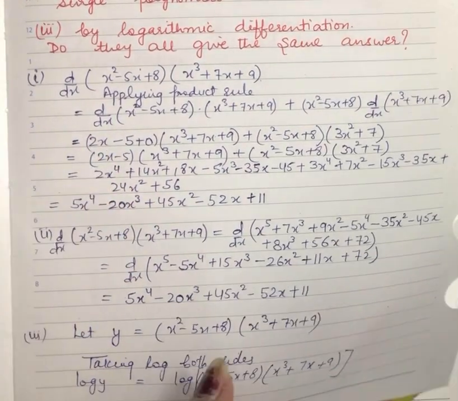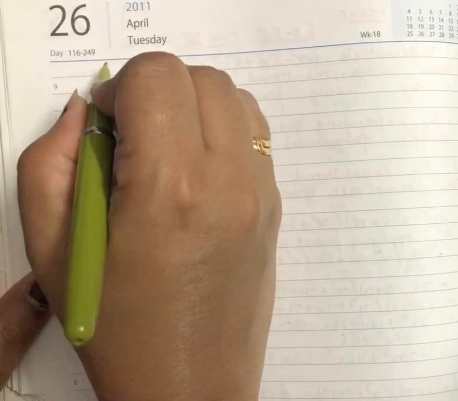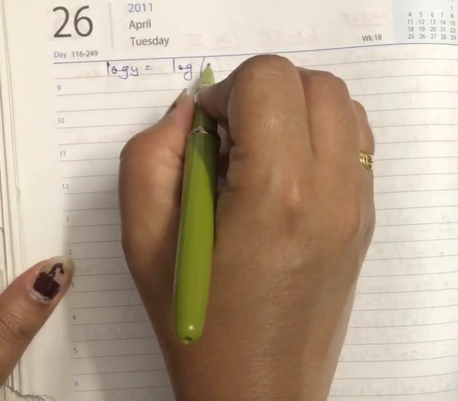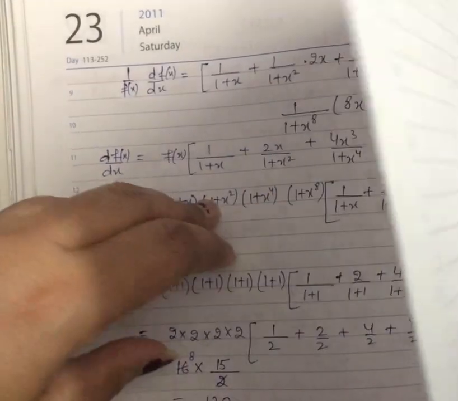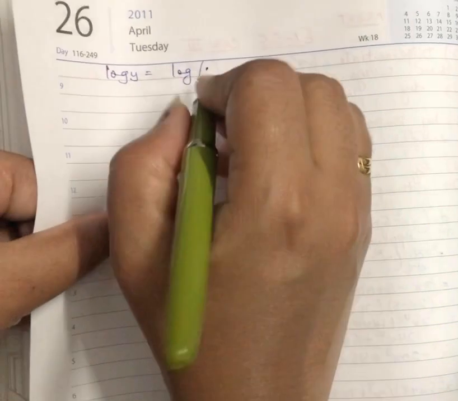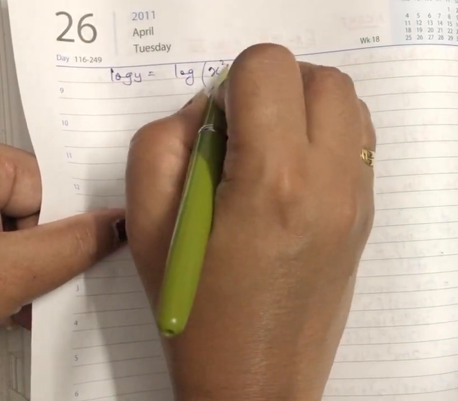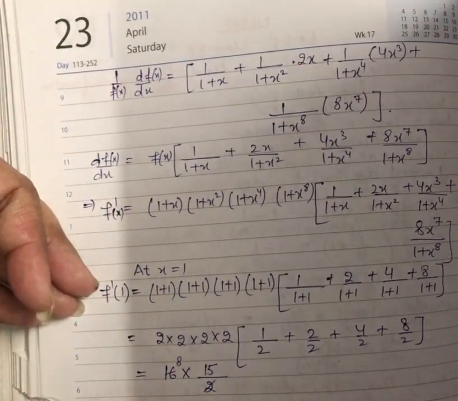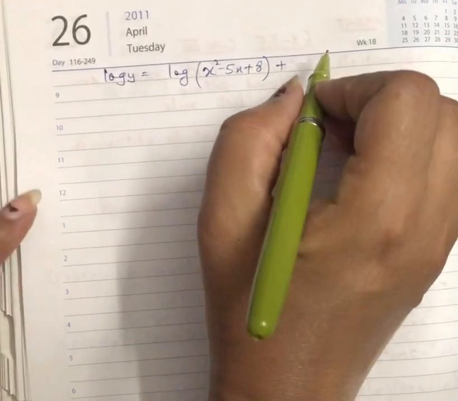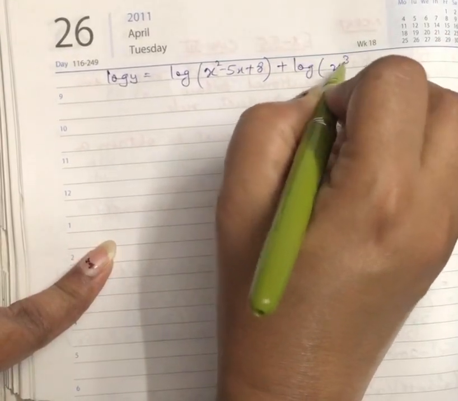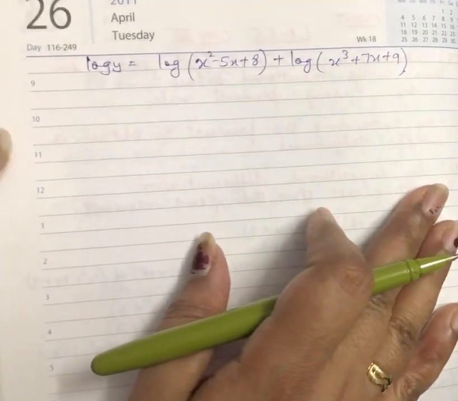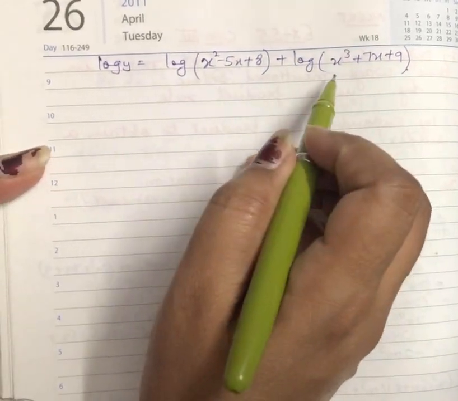Now this can be written as log y becomes log of x square minus 5x plus 8 plus log of x cube plus 7x plus 9, by applying the property, log AB will be log A plus log B.